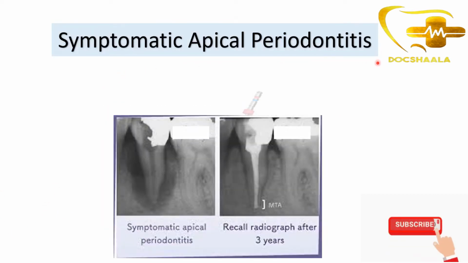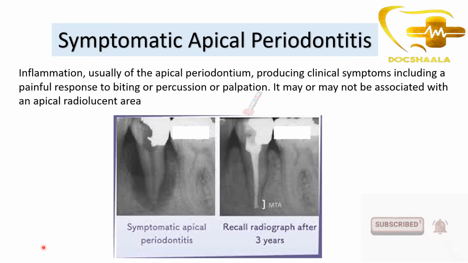Symptomatic apical periodontitis. So what is symptomatic apical periodontitis? It is nothing but inflammation, usually of the apical periodontium, producing clinical symptoms including a painful response to biting or percussion or palpation. It may or may not be associated with an apical radiolucent area. In the radiograph here we can observe an apical radiolucent area surrounding the tooth, but it may or may not be present in symptomatic apical periodontitis.